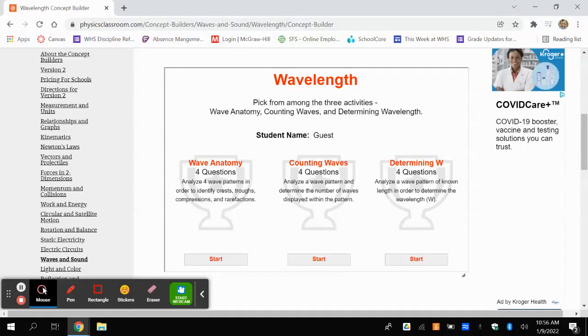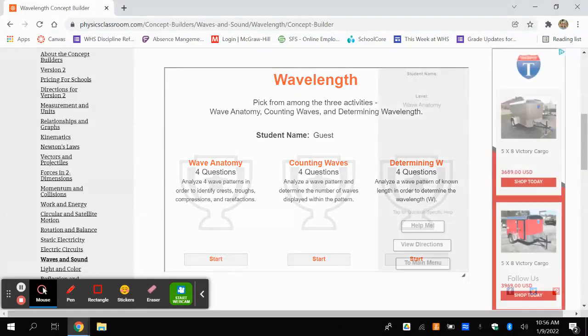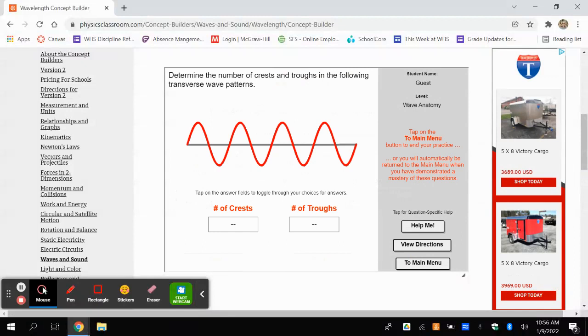Okay, so what I want to go through in this video is how to do the wavelength concept builder. So you have the three trophies, and you're going through and you're completing each of these. The first trophy, what you're doing is you are identifying different parts of a wave. This first one wants you to identify how many crests and troughs. So you just count how many crests, the top points of the wave here, and then you count how many troughs and you enter that in.